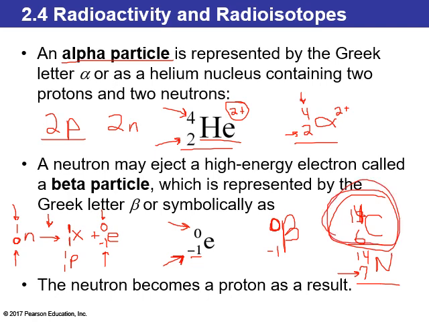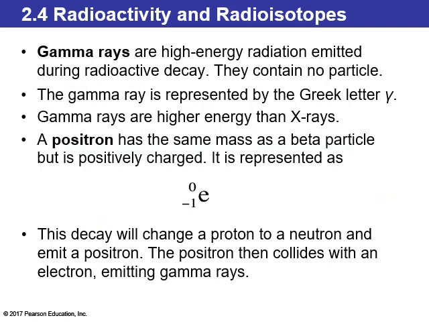I might have said carbon-13 earlier. This is the guy we use for carbon dating. So our third type of radiation are gamma rays. Gamma rays are just high energy light. That's all they are. So they're high energy radiation. It's a high energy photon.